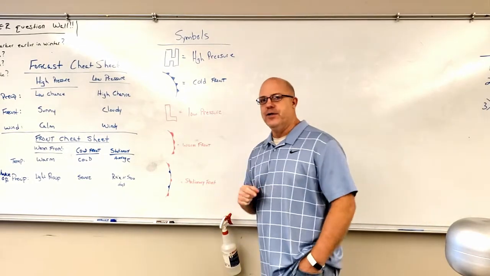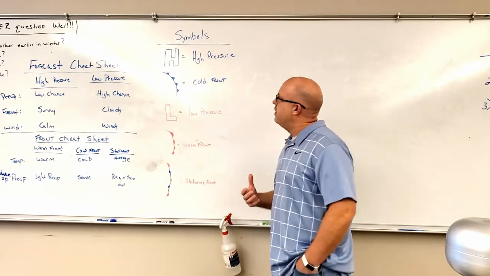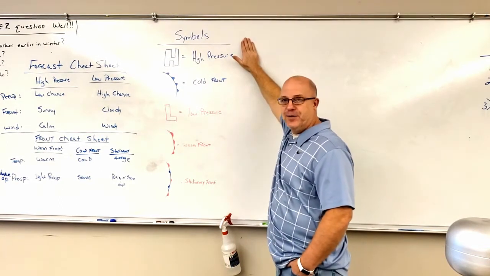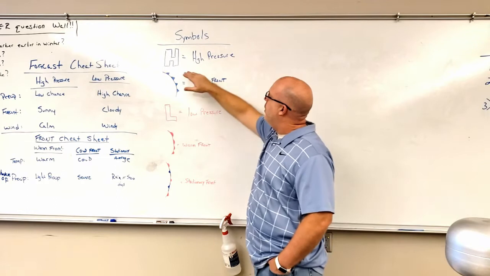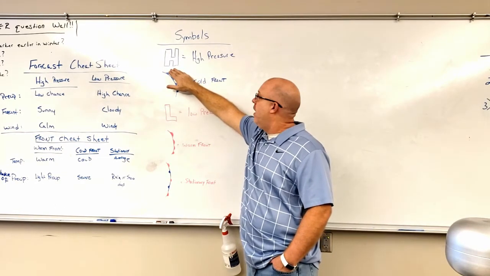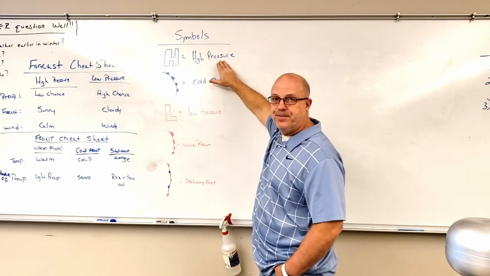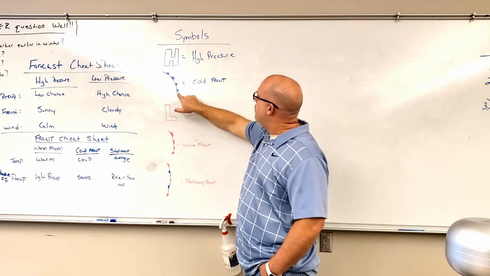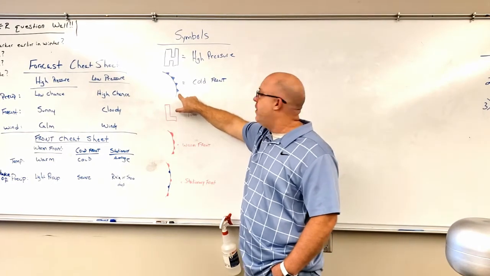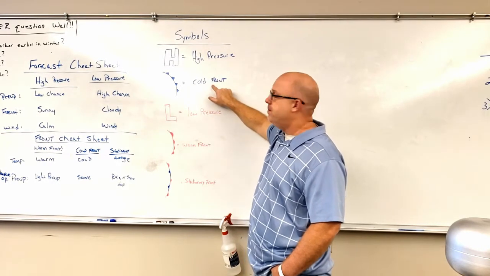The first thing you need to know though is the symbols on the map, all right? The first thing that you can see is I've given you the symbols up here. This is kind of your cheat sheet at this point, and you need to look at this. Whenever you see a blue H on the map, generally it'll have a circle around it. That means high pressure, all right? If you see a blue line with teeth, those teeth point in the direction that the cold air is moving. This is a cold front.